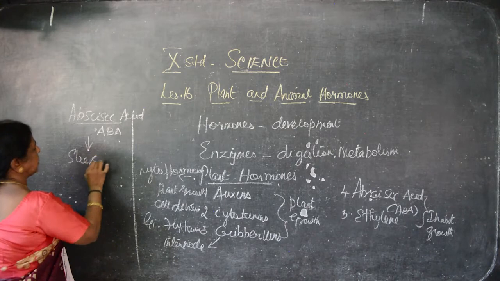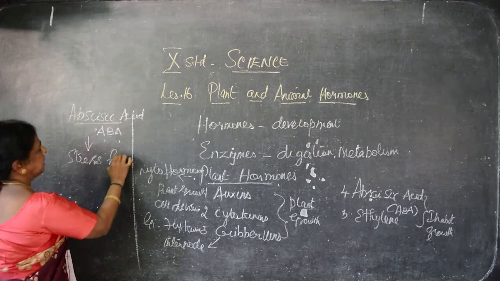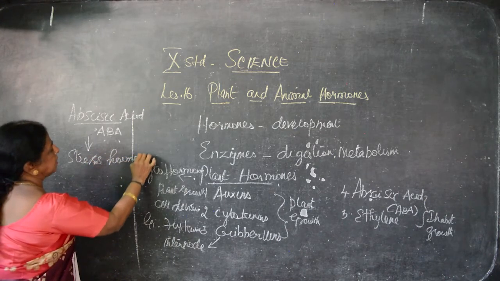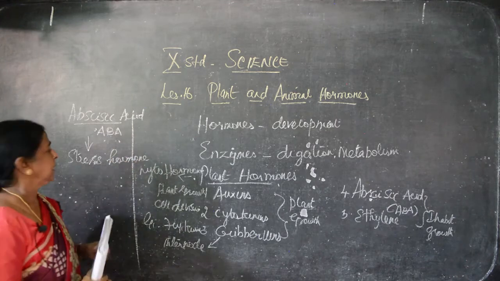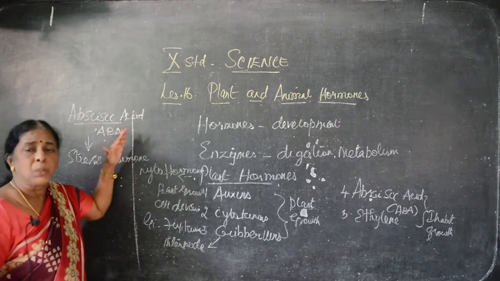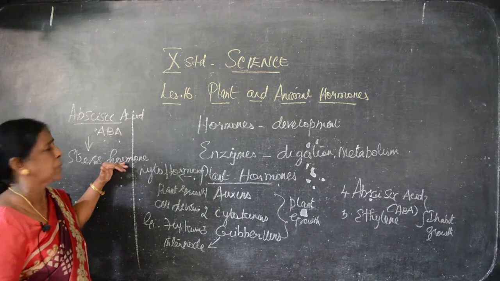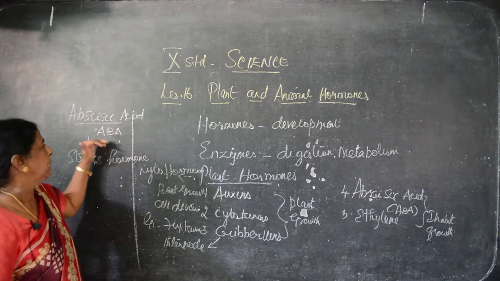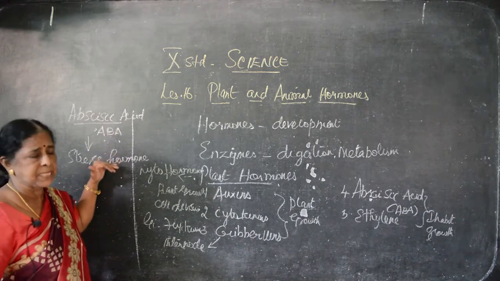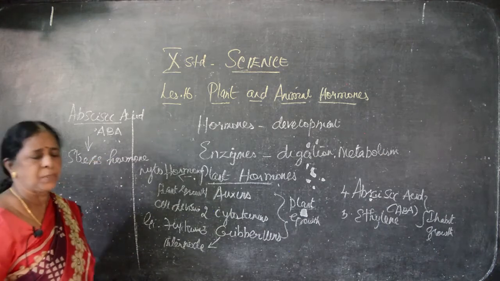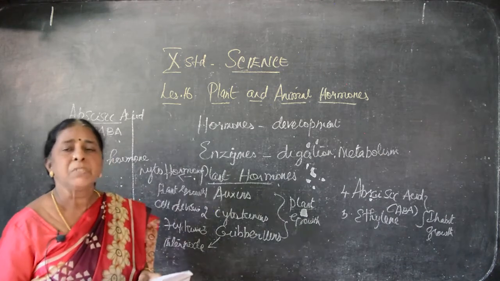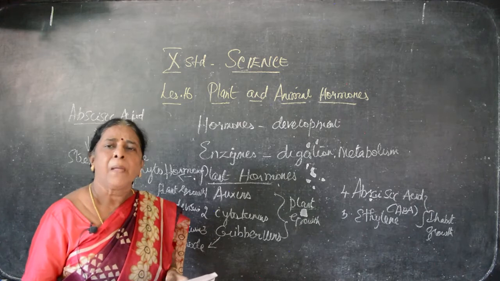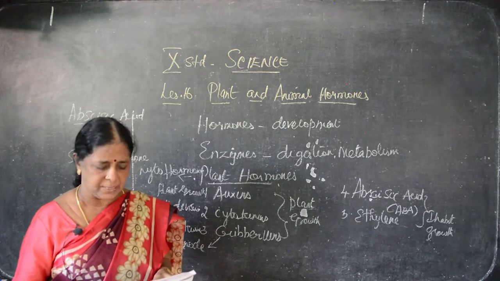We have stress, and the same way plants also have stress from natural disasters. They are known as stress. In those periods, this hormone helps the plants to withstand, because it helps in the stress period. Which hormone is known as stress hormone? Abscisic acid is known as stress hormone.